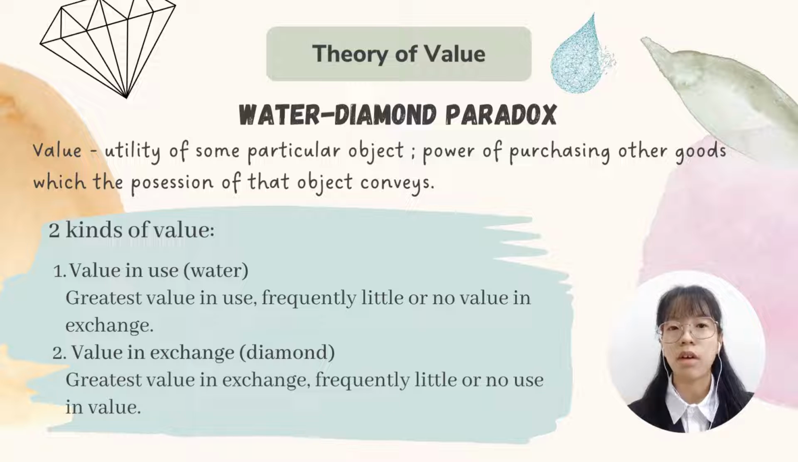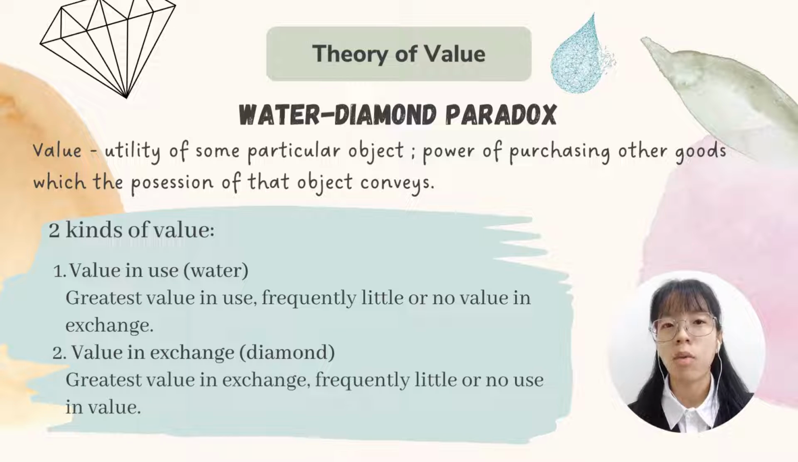There are two kinds of value created in this water-diamond paradox, namely value in use and value in exchange. Value in use is illustrated by water. This value implies that an item which has the greatest value in use usually has little or no value in exchange. Looking into our daily life, water is one of our necessities and we can't live without it. However, we can't use water to exchange for things that we want.